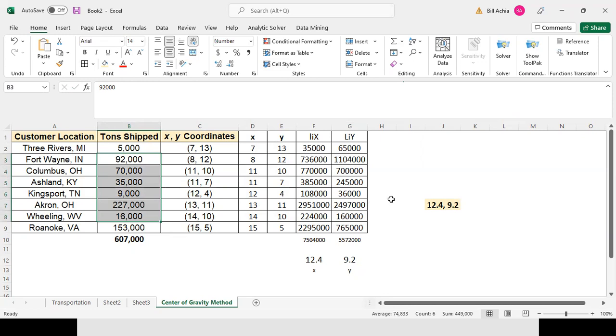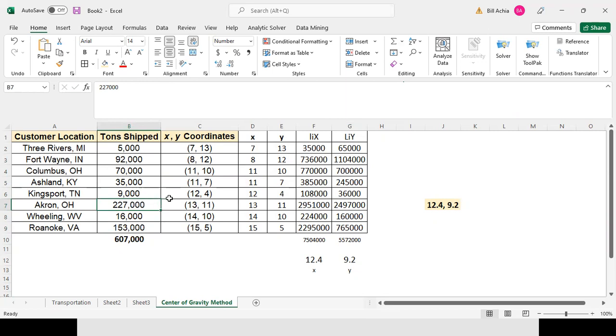Okay, and you notice that this value here is more closely aligned to the larger values that you have here when it comes to the tons shipped. Okay, that basically means that for your ultimate location, you want to be closer to those places where you have to ship a whole bunch of stuff than to those locations where you're going to be shipping very little. Okay, so it's better to be closer to wherever it is that you really have to ship a whole bunch of stuff than it is to be right in the dead center of the different destinations that you have here.